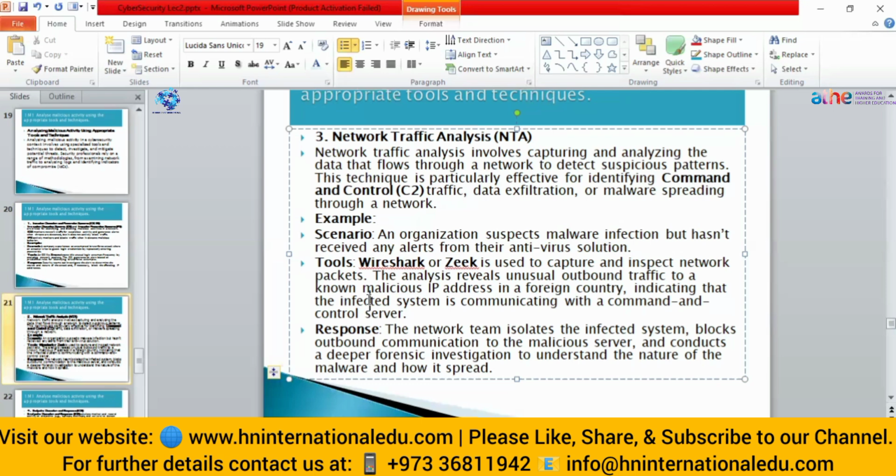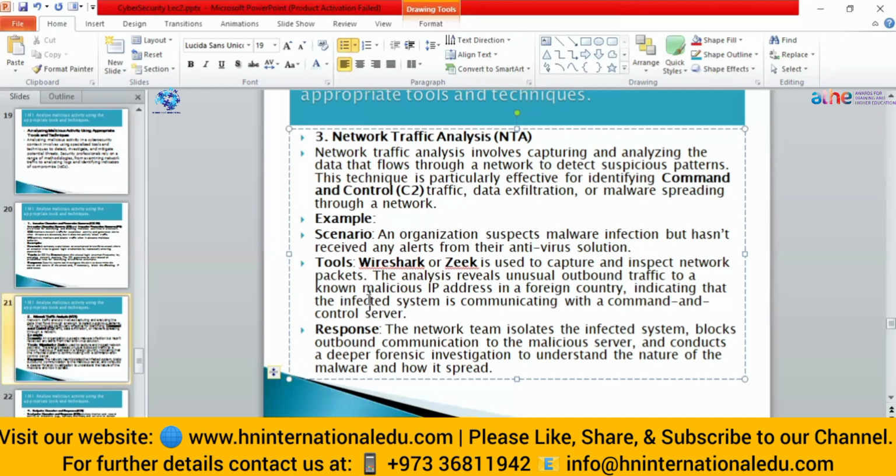They will do an analysis to reveal the unusual outbound traffic to a non-malicious IP address in a foreign country. So it will indicate that the infected system is communicating with a command and control server. So these are the two tools that are used for that purpose. Now, you have checked the scenario, you know the tools, now you have to give a response.